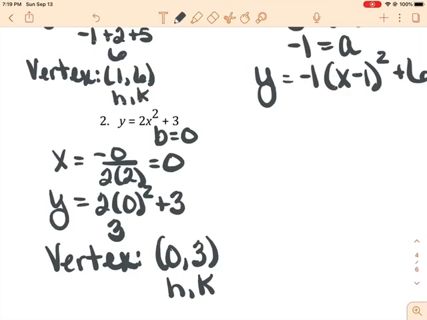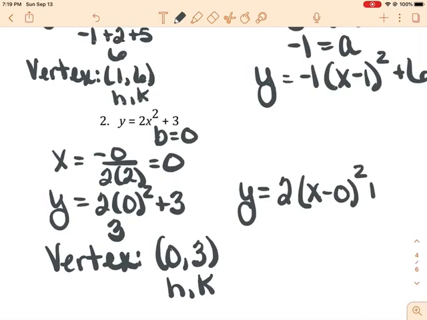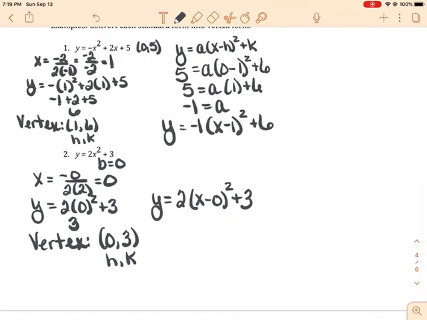So according to what we've been finding, the 2 that's in front of that x squared is the same as a. So we can go right to the equation. And you have y equals 2 times the quantity x minus 0 quantity squared plus 3. All right, try the next one on your own.